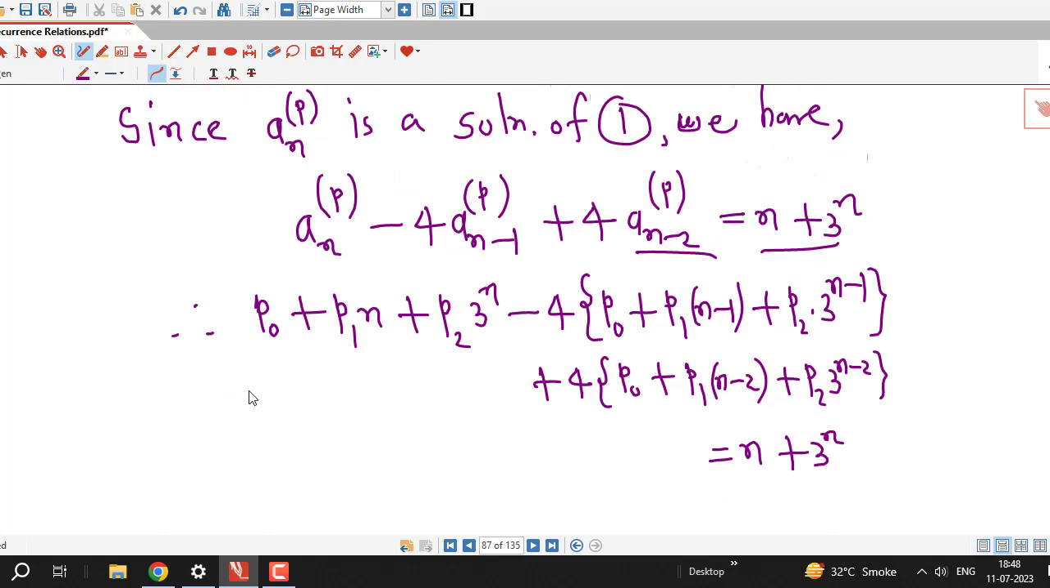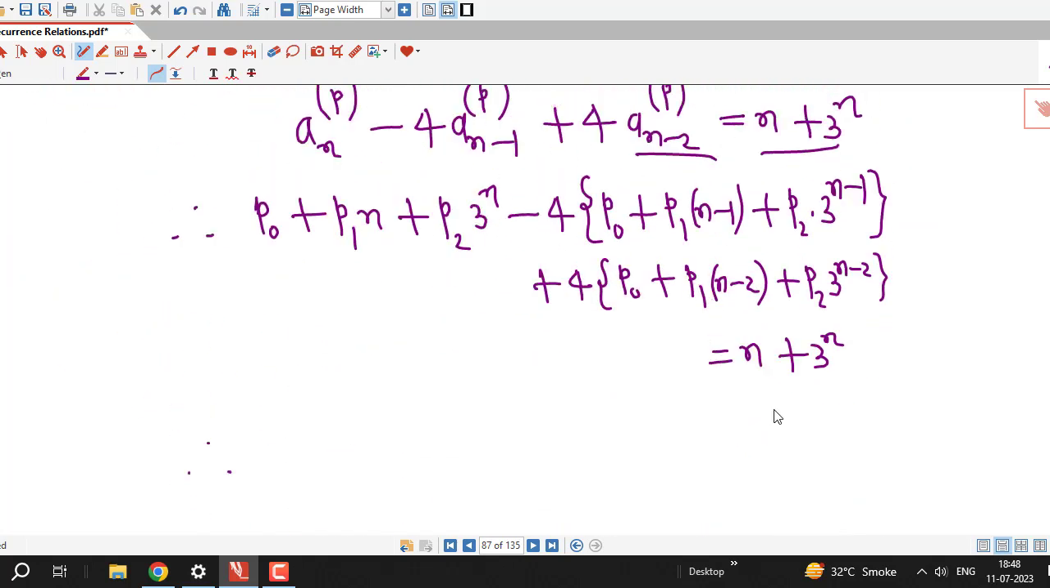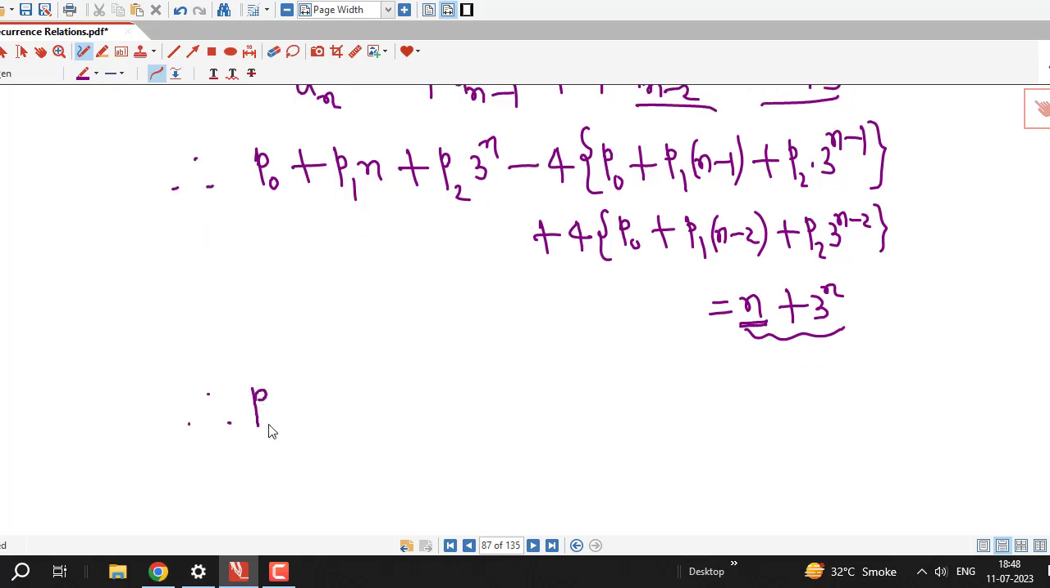And remember, we want to determine these values of p0, p1 and p2, and on the right hand side we have n plus 3 raised to n. So we will convert our left hand side into this form: polynomial of degree 1 in n plus 3 raised to n. So let me rearrange or rewrite some terms so that I can convert my left hand side in this form, and then I can compare the coefficients of equal powers of n and 3 raised to n. And let me write one more step.